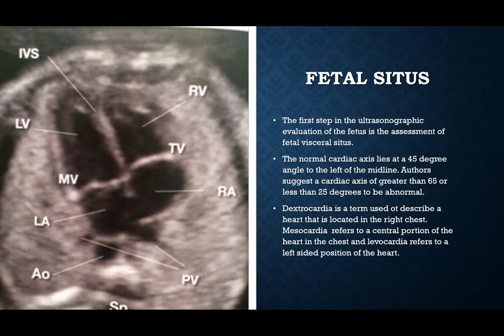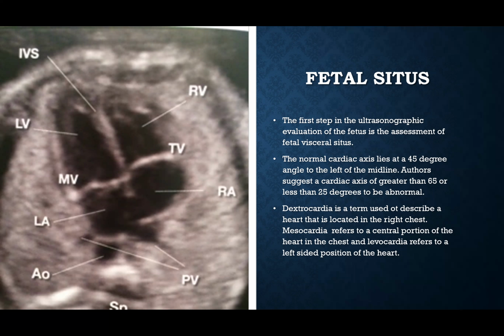So the first thing I like to do is determine fetal situs. And when we talk about fetal situs, that means just determining if everything's in the correct position. Is the stomach on the left side? Is the heart pointing towards the left side? Is it about 45 degrees? Most hearts lie at 45 degrees. They can maybe lie a little bit differently, but anything greater than 65 degrees or less than 25 degrees is abnormal.